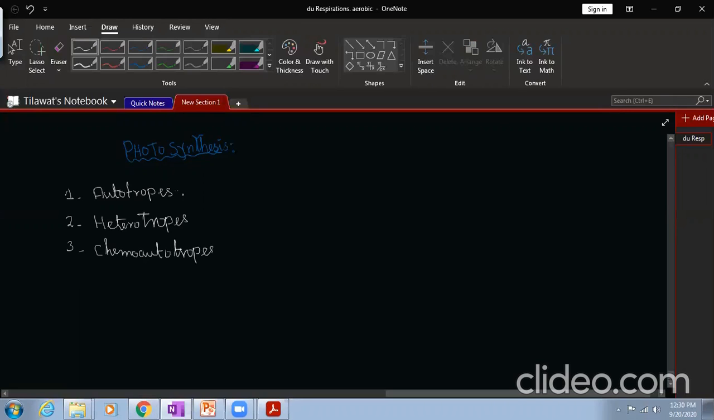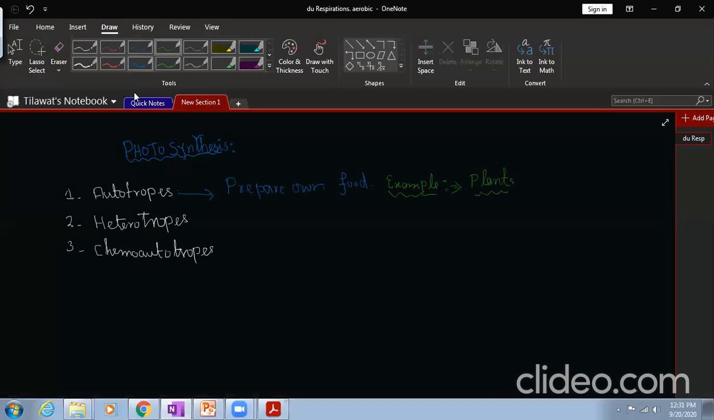Right? Now, first one we have autotroph. Those organisms that prepare their own food are called autotrophs, right? Example of this, the most important example that we have is plants. Some photosynthetic bacteria and algae also are included in autotrophs, right? They can prepare their own food from sunlight.